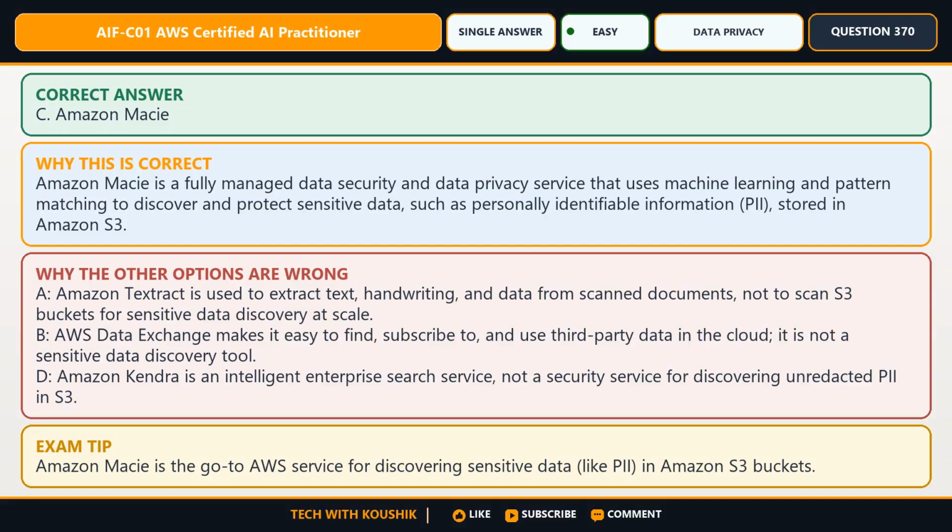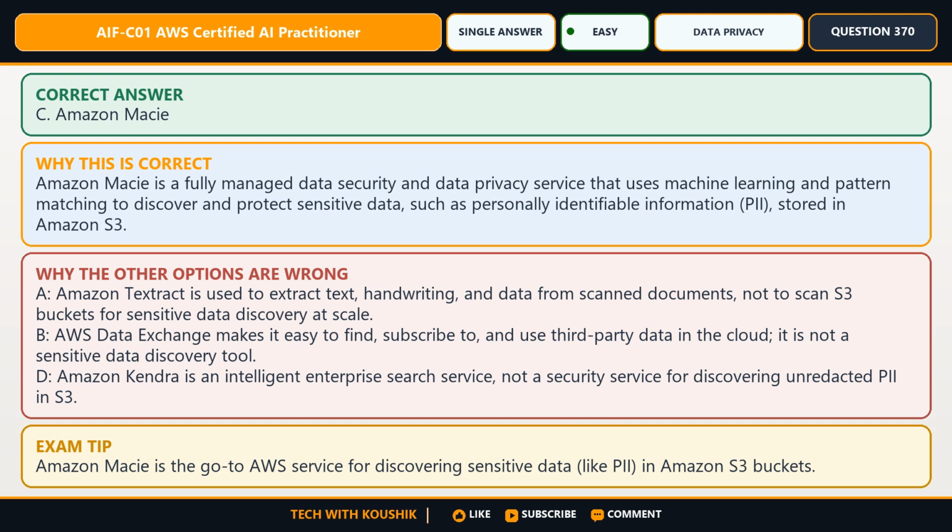After elimination, select C, Amazon Macie. Here is the reasoning that confirms the answer. Amazon Macie is a fully managed data security and data privacy service that uses machine learning and pattern matching to discover and protect sensitive data, such as personally identifiable information, PII, stored in Amazon S3.